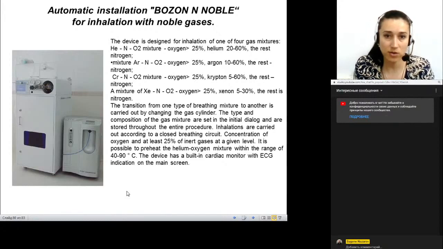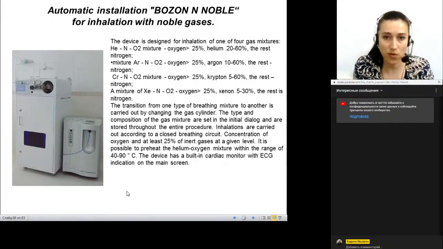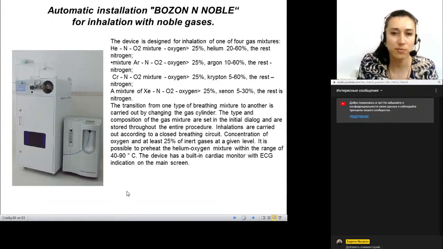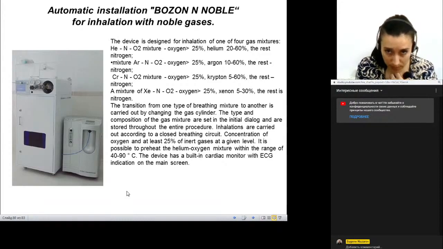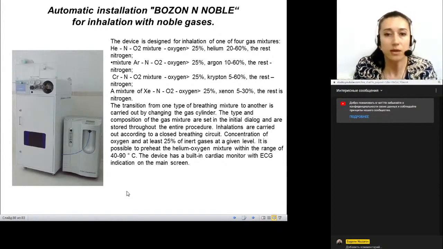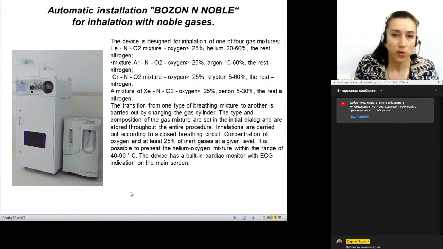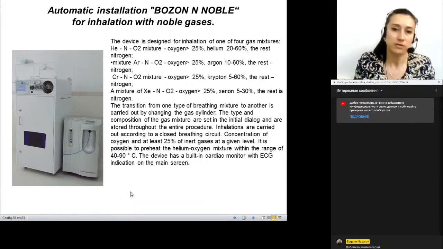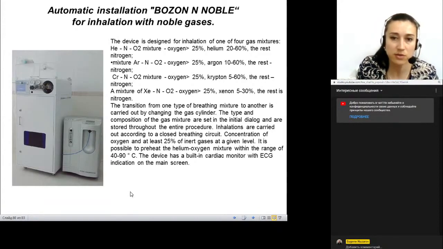Inhalation is carried out according to a closed breathing circuit. The concentration of oxygen is at least 25% of inner gases at a given level. It is possible to preheat the helium-oxygen mixture within the range of 40 to 90 degrees Celsius. The device has a built-in cardiac monitor with electrocardiogram indication on the main screen.